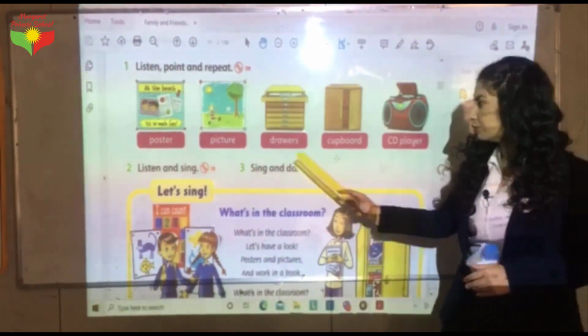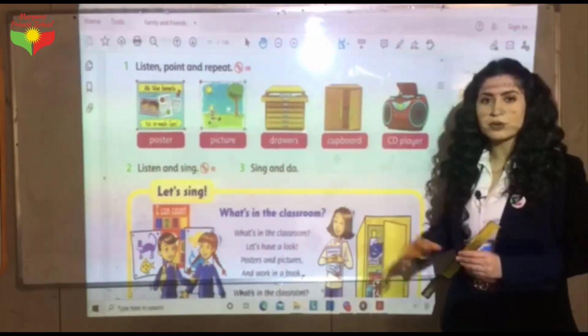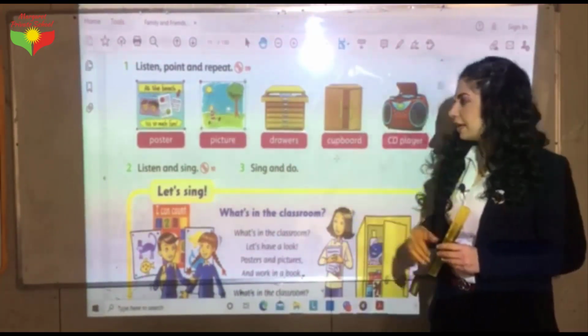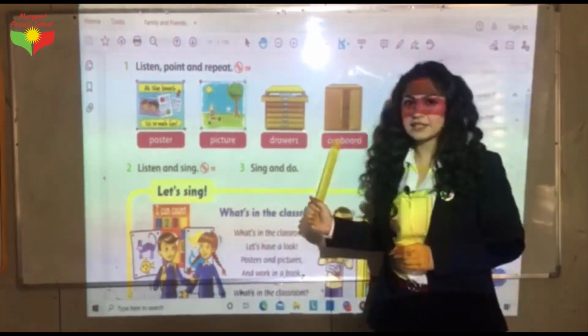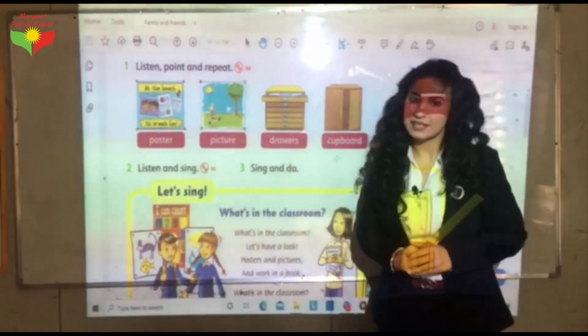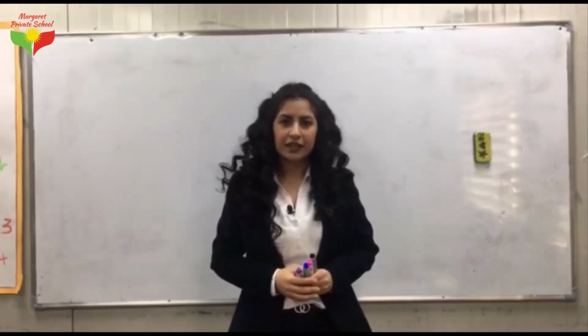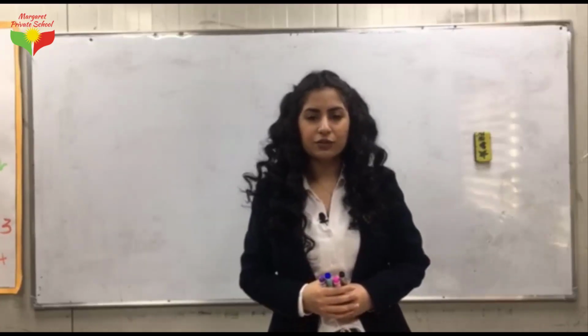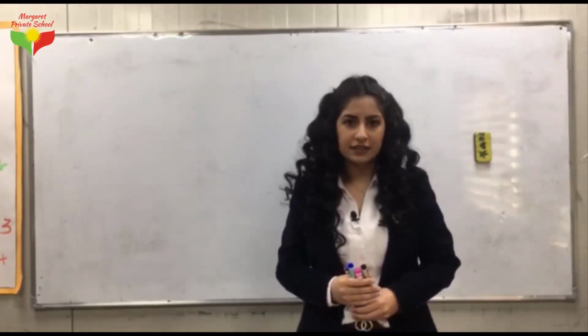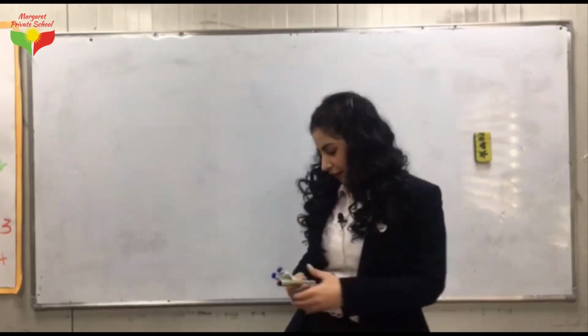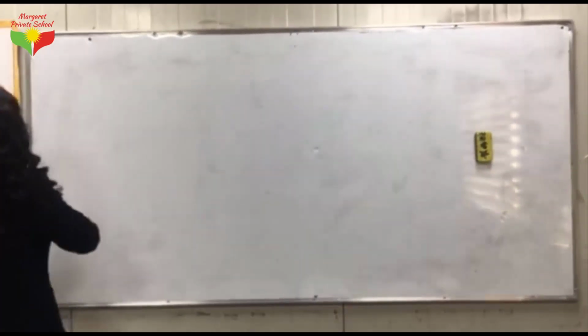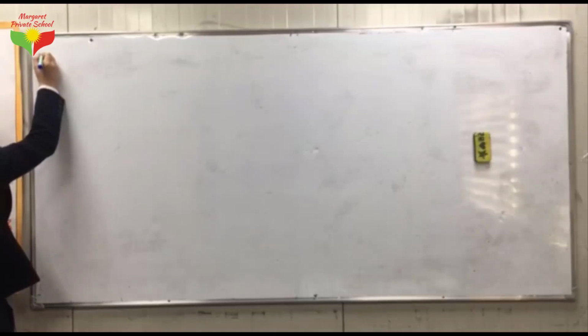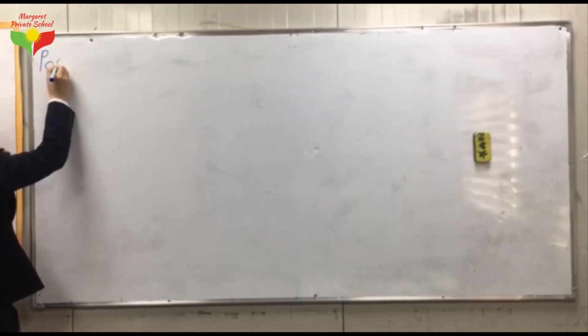Now we are going to write each of these words on the board. Then we will write some sentences for these words. Let's go. Dear kids, now take out your English notebooks. We are going to write the words and the sentences. The first one, poster.